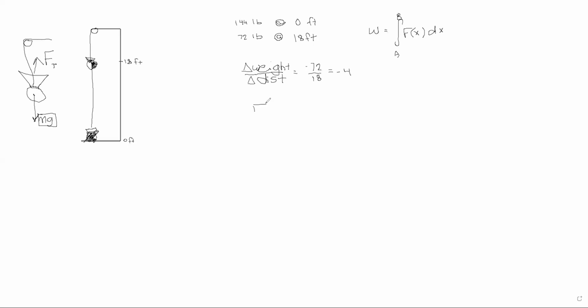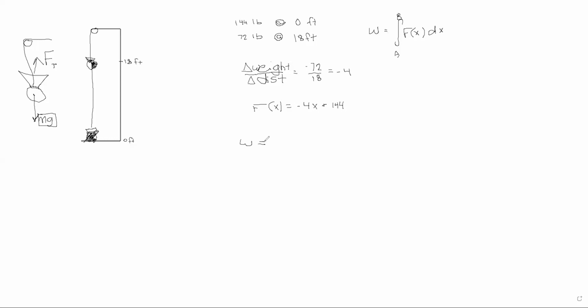So our force equation, capital F of x, is going to be the rate of change of the force, which is -4 times x, because that's how much weight we're losing per net unit of distance, -4x. And then we need to add the starting weight because this is initially how much force is being exerted. We're starting with a net downward force of 144, and we're losing this much per unit of distance. So this is our force equation. And now all we need to do is integrate it to get the work done on the interval.